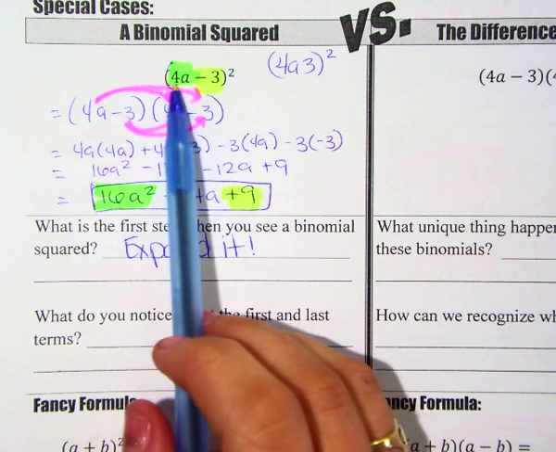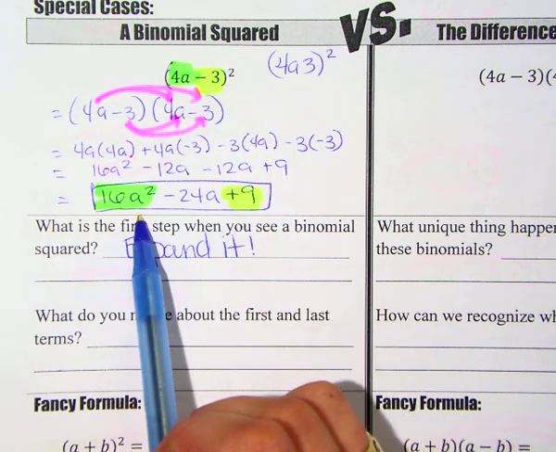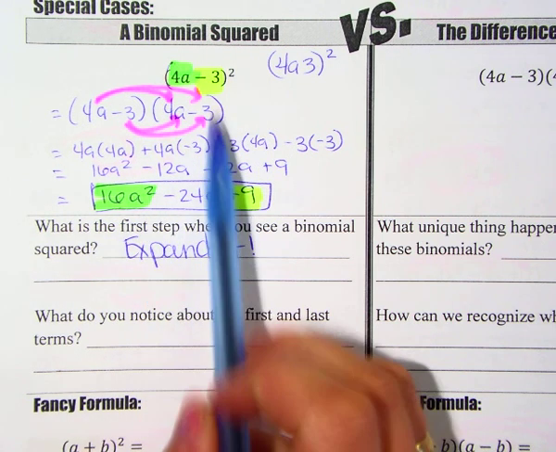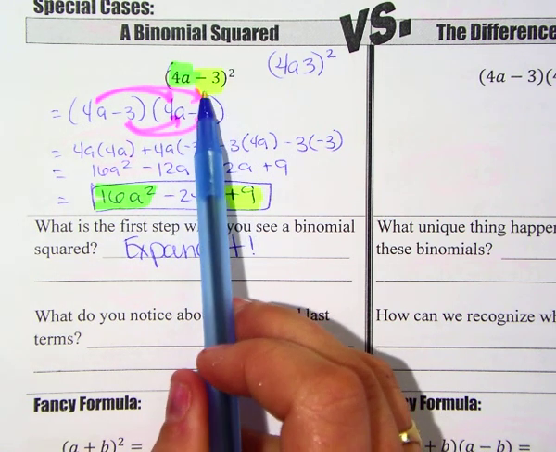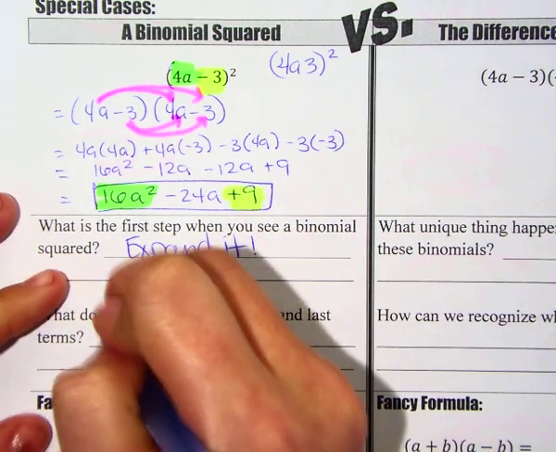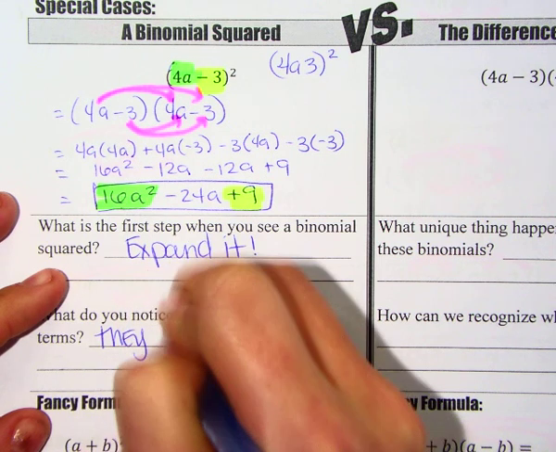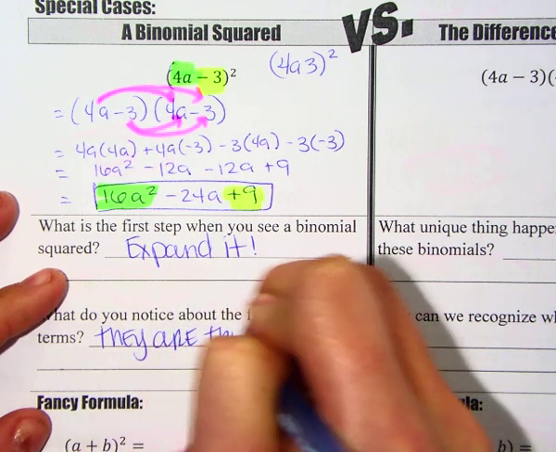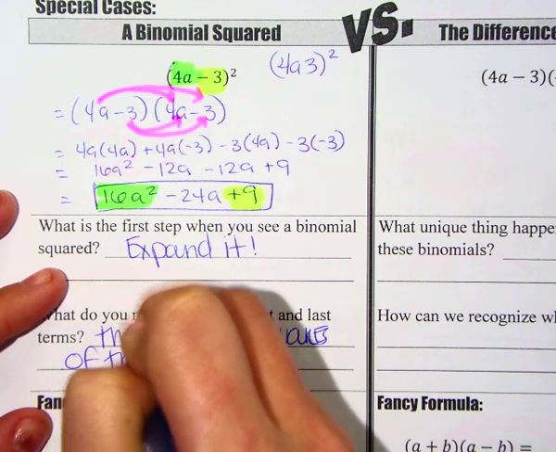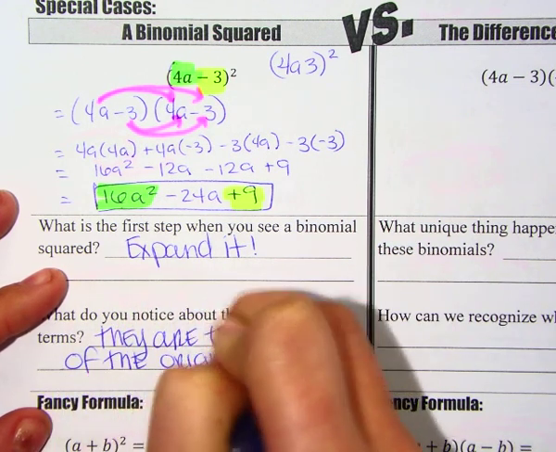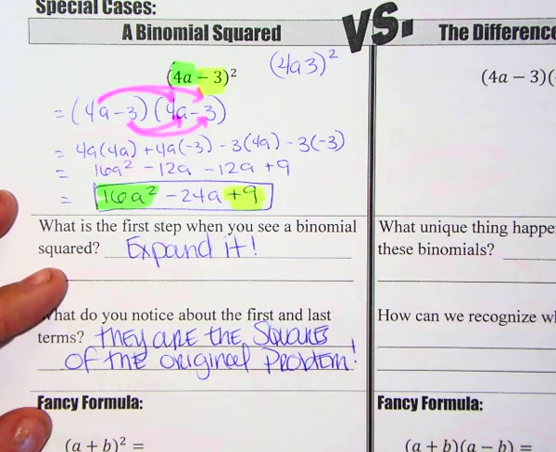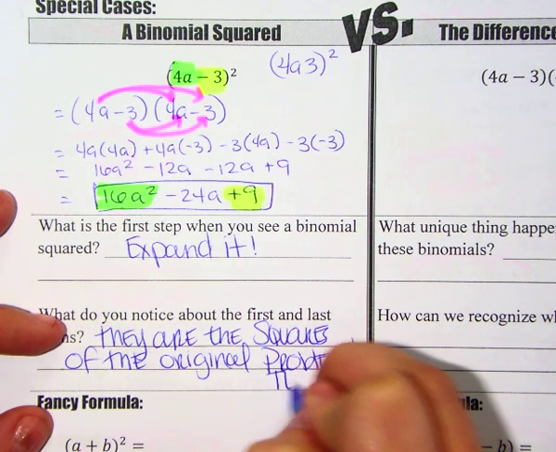Well, if you take 4a and you square it, you'll get 16a squared. 4 squared is 16, a squared is a squared. If you take negative 3 and you square it, negative 3 times negative 3 is a positive 9. So what do you notice? They are the squares of the original terms.